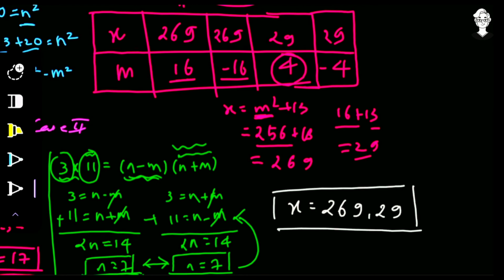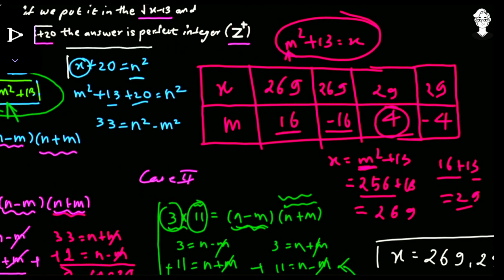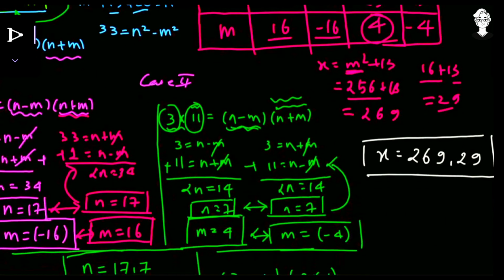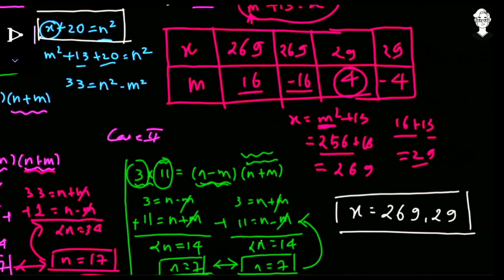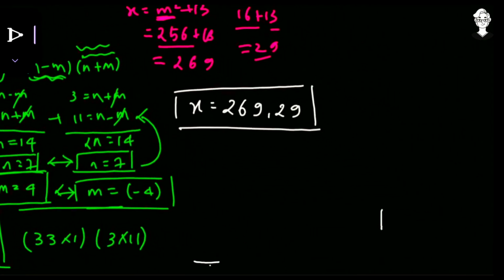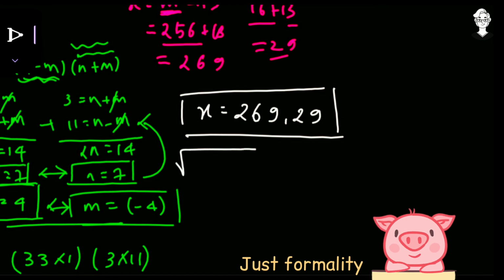So let us quickly put. Before that, you might be thinking, in this also, x plus 20 is equal to n square. So n has been obtained as 17 and 7. If you put that over here, you will get the same x, that is 269 and 29. So let us put them in our under roots and check whether the answer is correct or not. We should get a perfect integer.